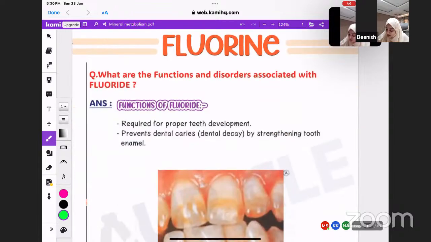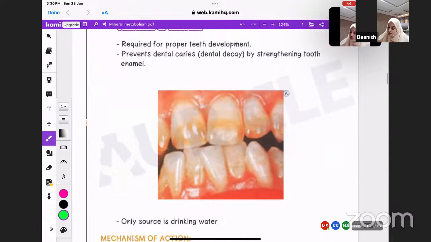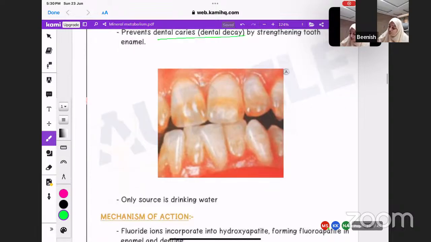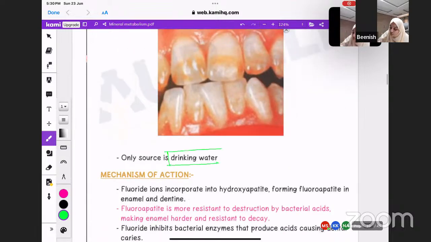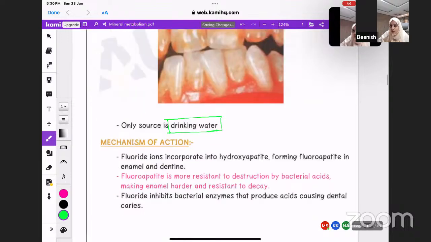Moving on to our next mineral, that is fluorine. Fluoride, we'll take both of them. So talking about the functions first, fluoride is required for proper teeth development. Now, it prevents dental caries, that is dental decay, by strengthening the tooth enamel. So your fluoride is important in strengthening the enamel. The only source is drinking water. So that is where you're getting your fluoride.